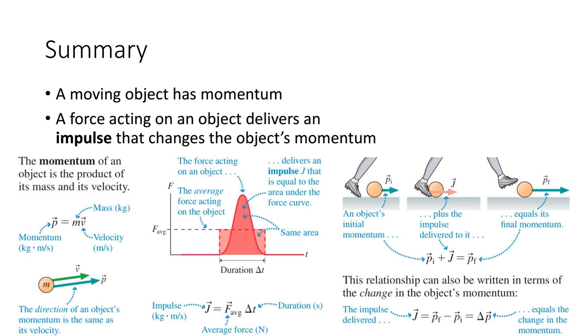In summary, any moving objects have momentum. The force acting on an object will deliver an impulse to change that object's momentum. Momentum equals mass times velocity. Impulse is force times time, which is the area under the curve. And this relationship can be written as impulse equals change in momentum.